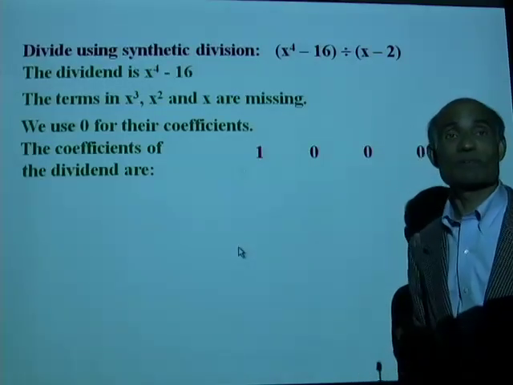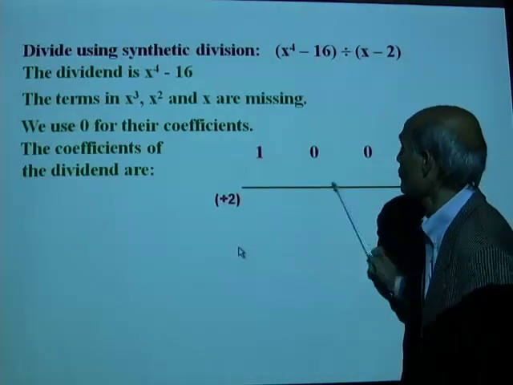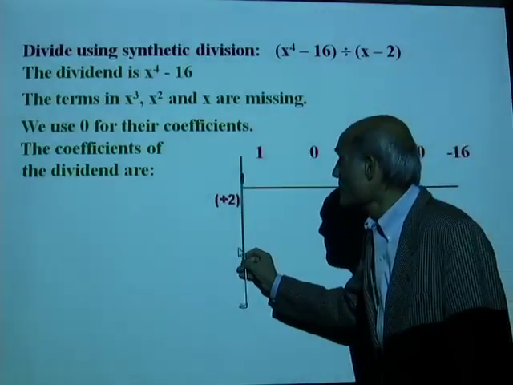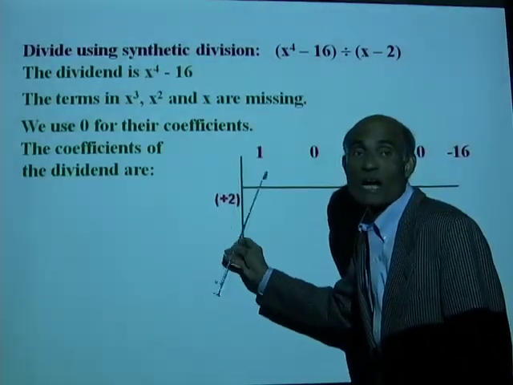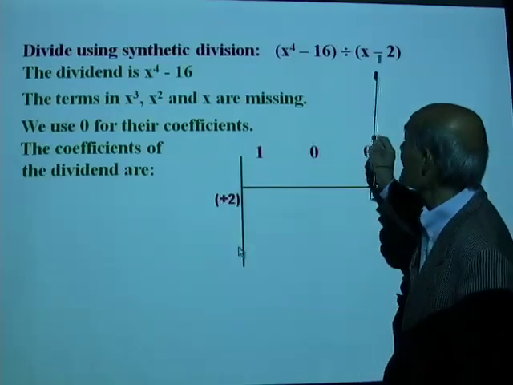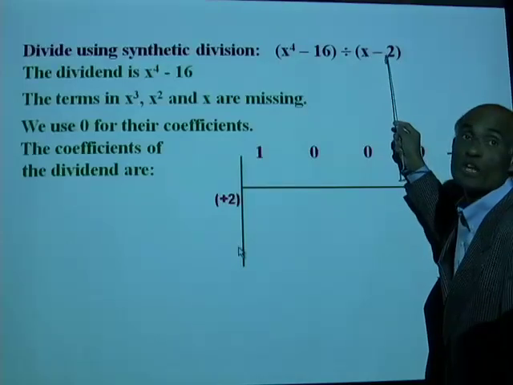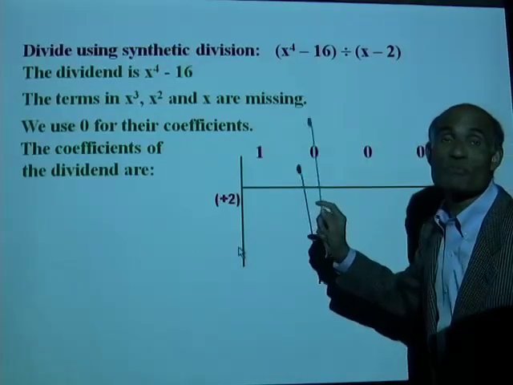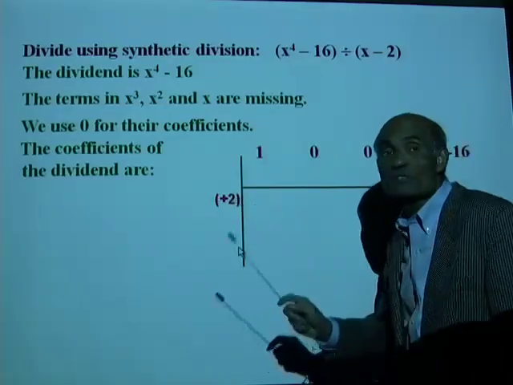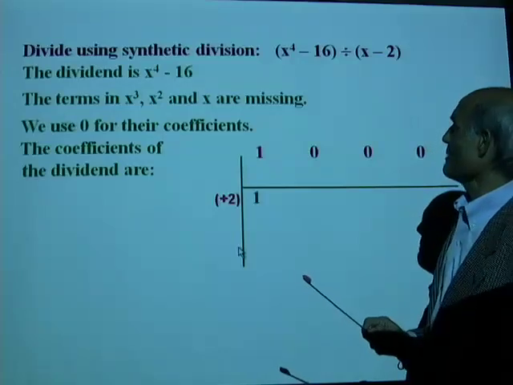What is the next step? Next step is you have a horizontal line and a vertical line, and to the left of the vertical line and below the horizontal line, write the number that is opposite to the constant term of the divisor. This is x minus 2. So the number you will write here is plus 2. Okay, what is the next step?